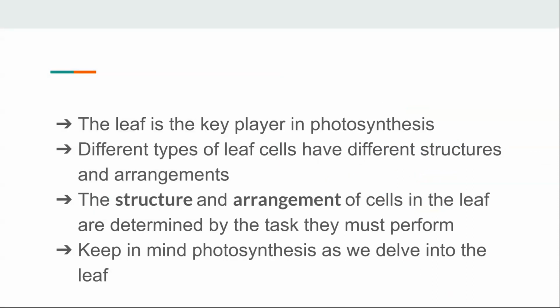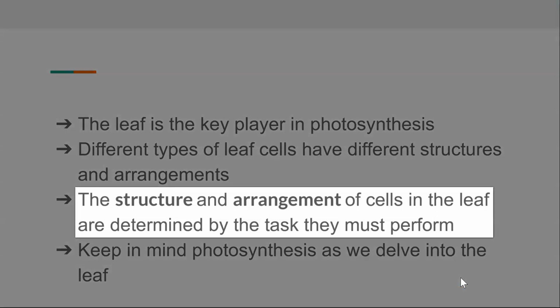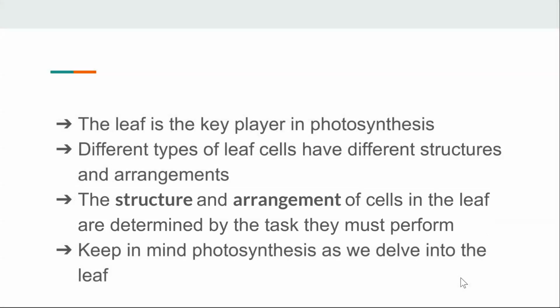And as I mentioned, the leaf is the key player in photosynthesis. Remember, the leaf is a plant organ, so it's plant tissues that are working together for a common function. Different types of leaf tissue cells have different structures and arrangements, and the structure and arrangement of the cells in the leaf are determined by the task they must perform. So as we take a look at the different types of plant tissues in a cell, keep in mind the major purpose of photosynthesis. So photosynthesis is the key here.